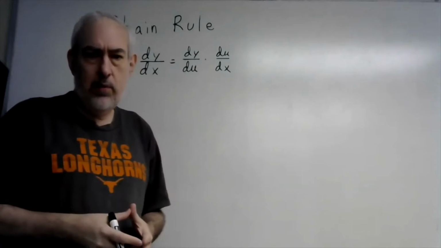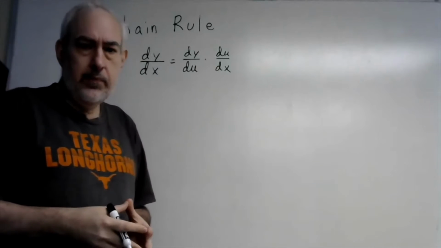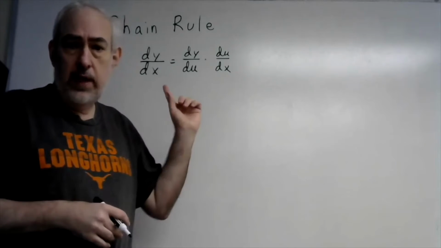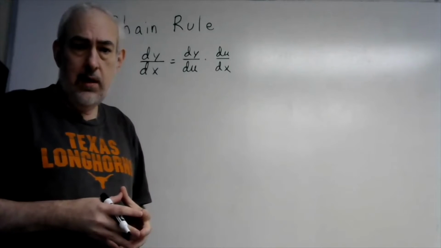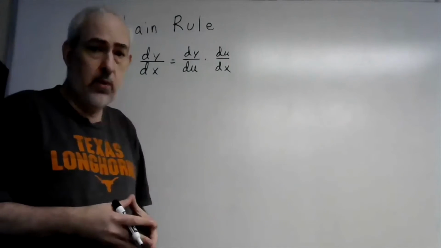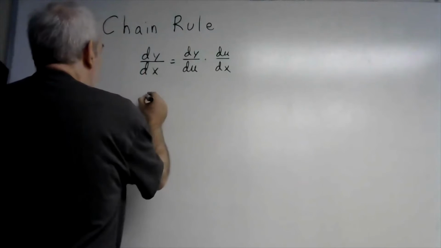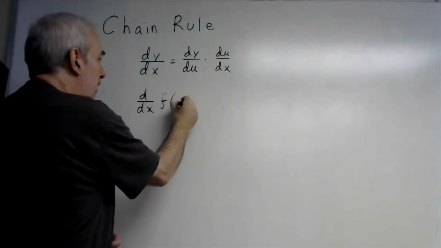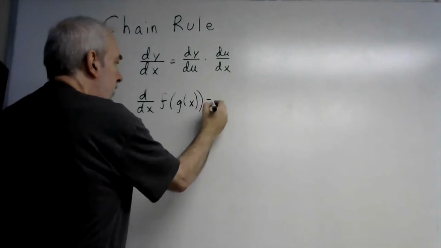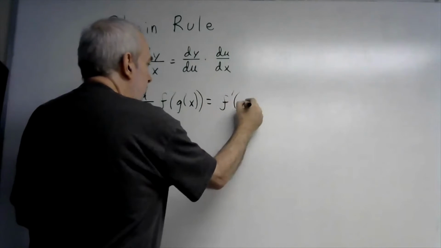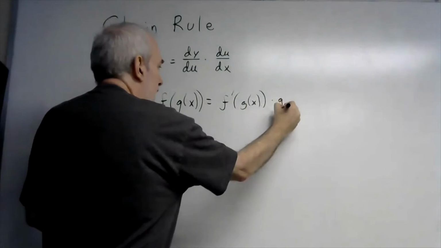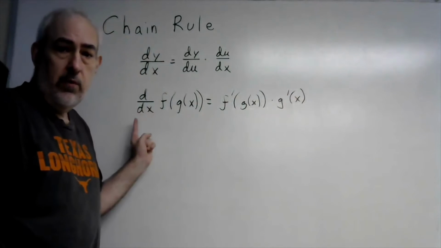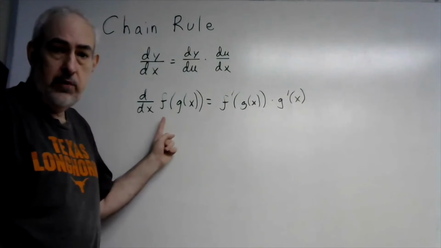But the more common way we're going to be using the chain rule is when you have a composition of two functions. And it's not so obvious, the way the chain rule is written right here, that that is what the chain rule is good for. So the other way to write the chain rule is this: the derivative with respect to x of f of g of x is the derivative of f of g of x times the derivative of g of x. So this is a derivative rule that we're going to use whenever you have a composition of two functions.